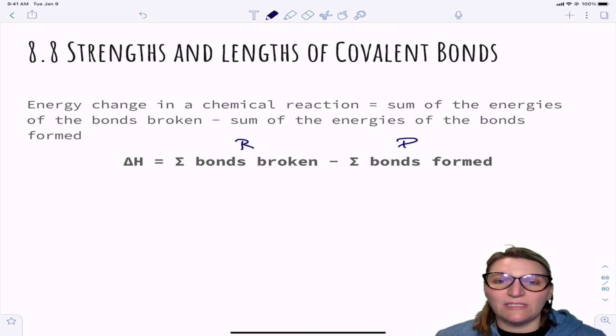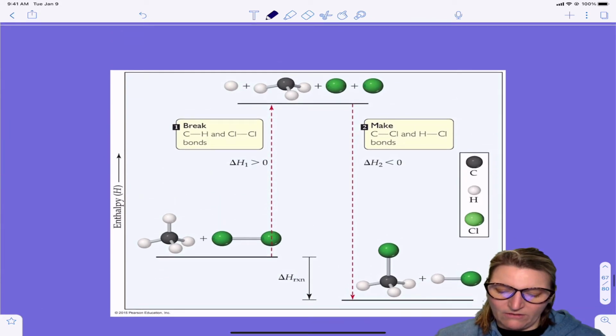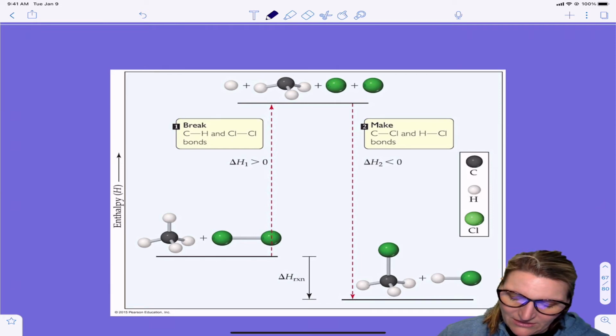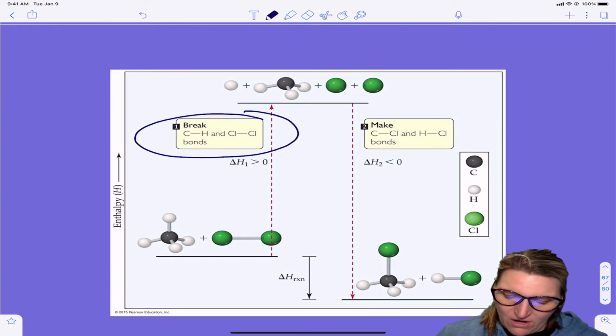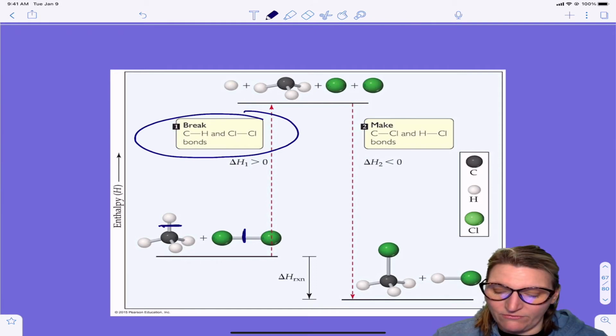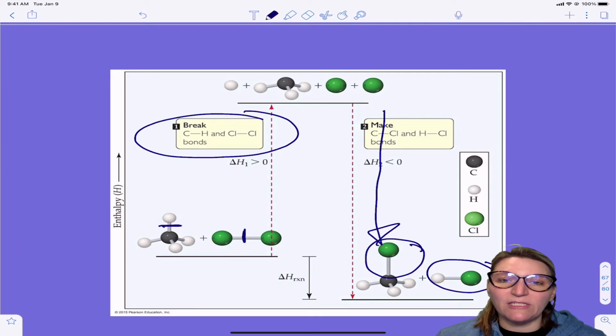But think about what this is literally trying to convey. Actually, I'll go to this picture. What this is saying, bonds broken minus bonds formed, is that this is the energy that needs to be put in to break a carbon-hydrogen bond and a chlorine-chlorine bond. So that's energy in, so that's positive. And then the energy that is released when these 2 new bonds form, that's energy out, and that's negative. So that's why it's bonds broken minus bonds formed.